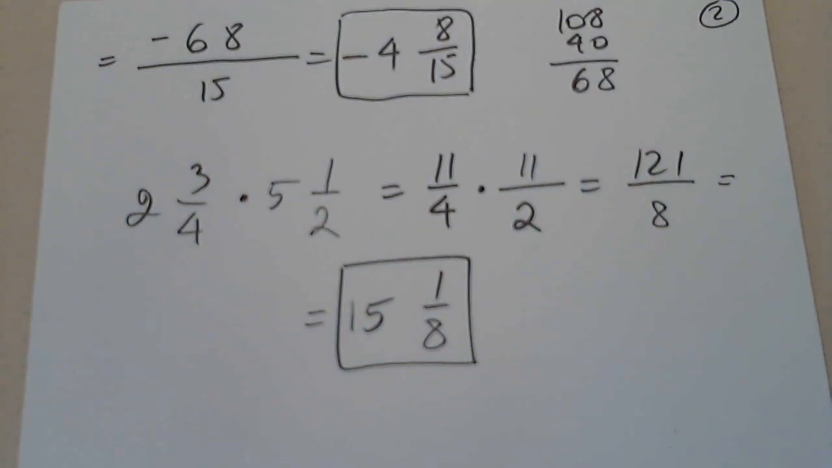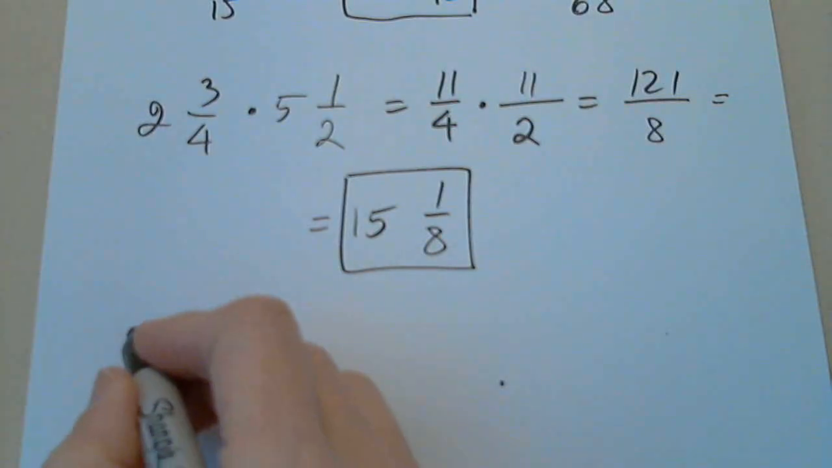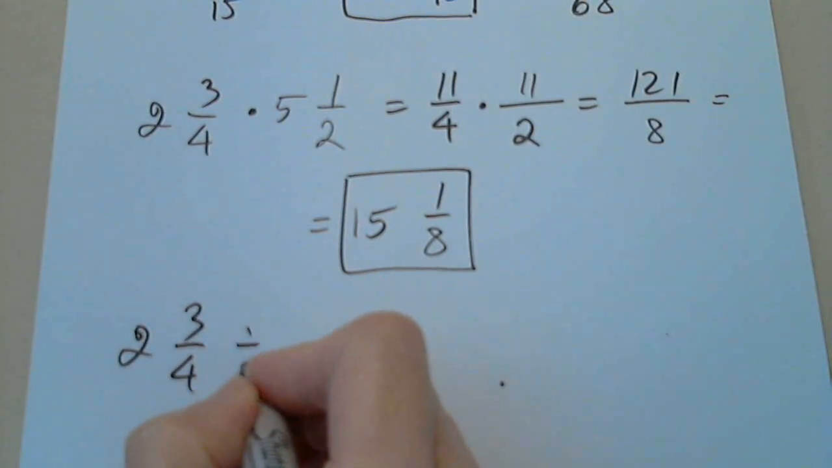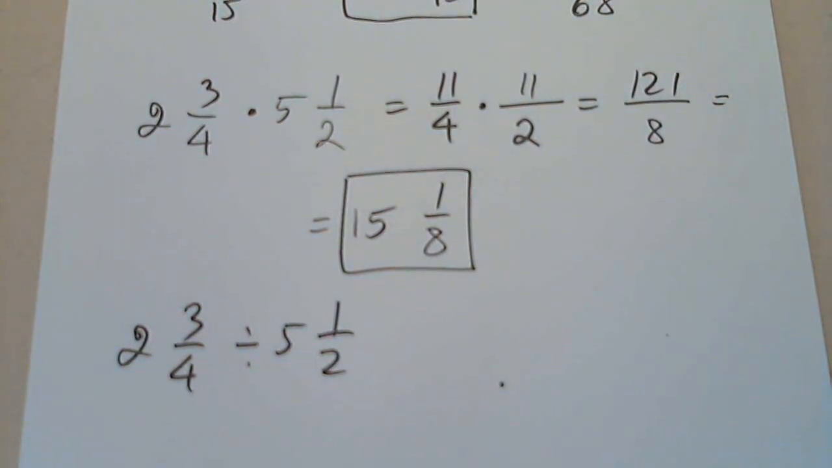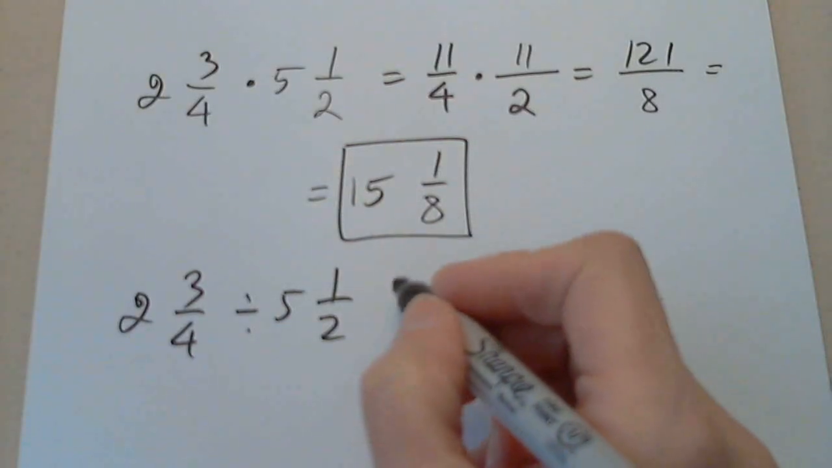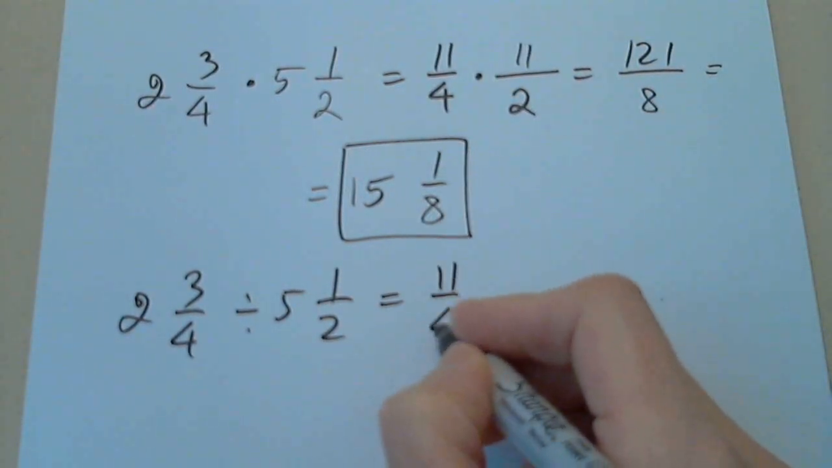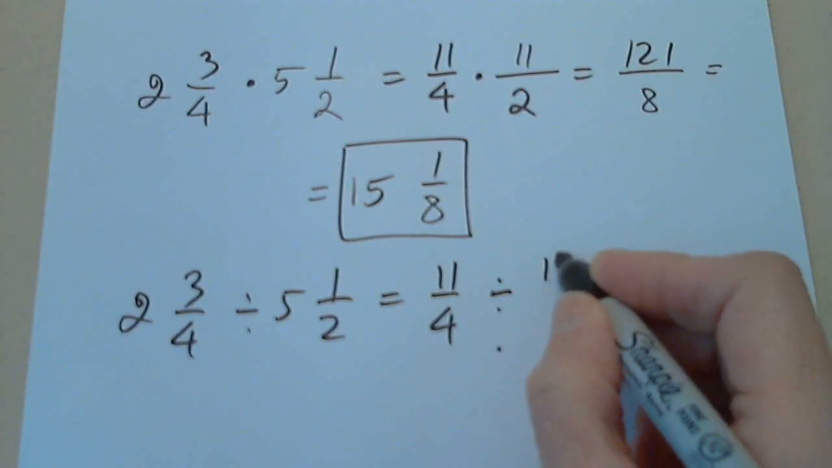Any questions on how to multiply mixed numbers? Okay, so let's say I'm going to divide the same thing: 2 3/4 divided this time by 5 1/2. The same thing, I have 11/4, but this time divided by 11/2.